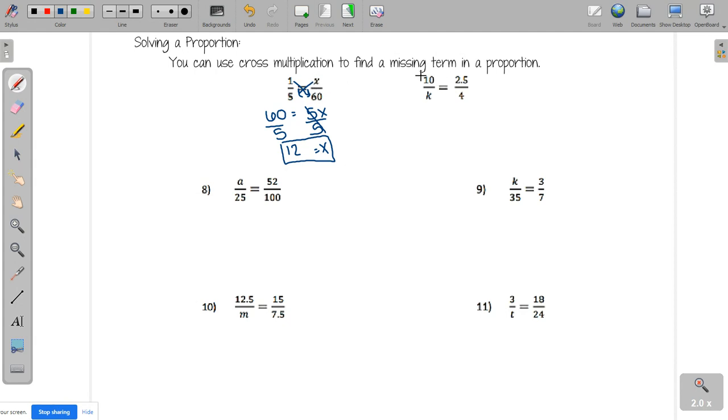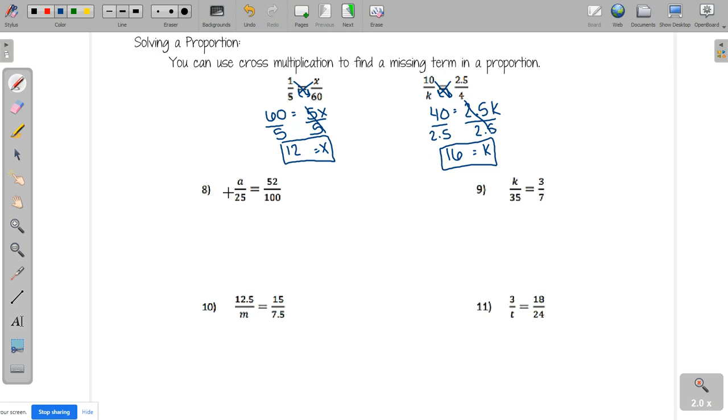Let's try the next example. Let's cross multiply. 10 times 4 gives us 40, and 2.5 times k gives us 2.5k. Divide both sides by 2.5, cancels out, gives us k equal to 16. Now I want you to pause this video and do the next 4, and then come back and check your work.